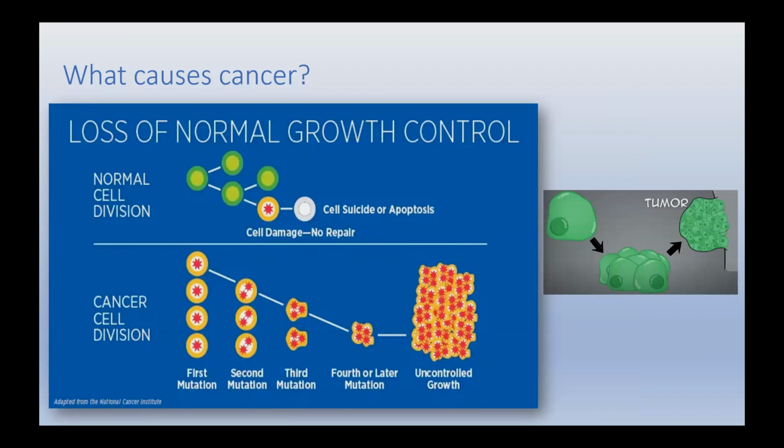To recap that process again, cancer develops when the balance of division and programmed cell death is disrupted and cells grow out of control. This results in cells that do not die on time and continue to multiply until a mass of cells, or a tumor, develops.